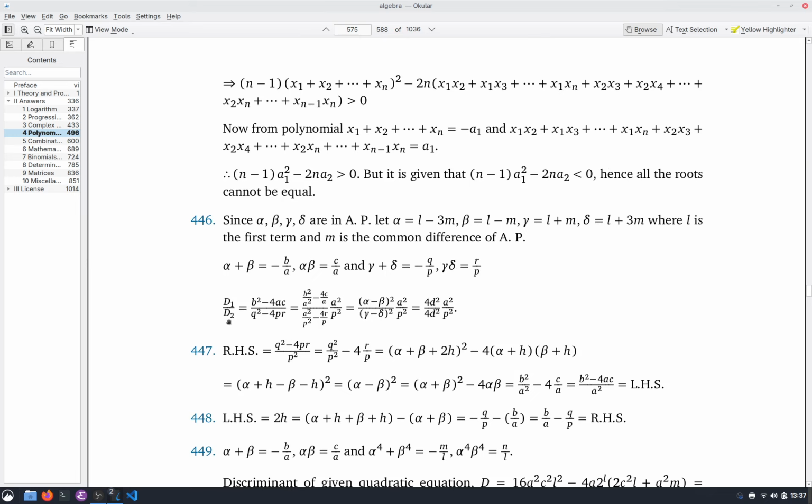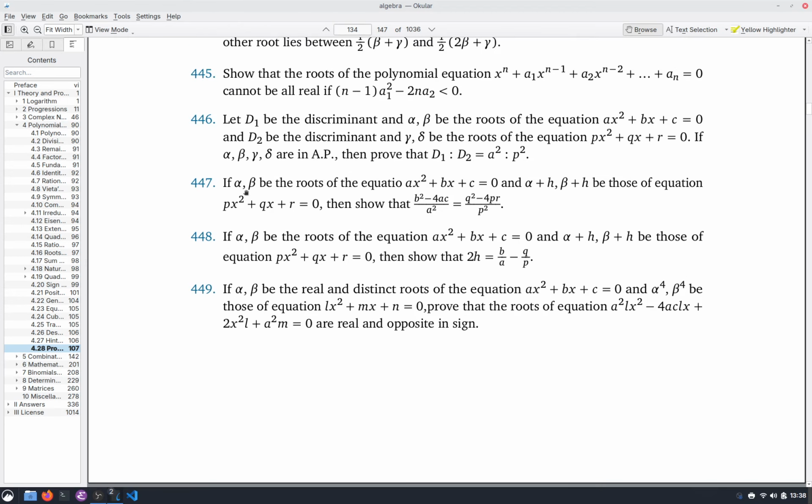Now it is given that D1 by D2, that is (b squared minus 4ac) by (q squared minus 4pr), which we rewrite as (b squared by a squared minus 4c by a) divided by (q squared by p squared minus 4r by p), into a squared by p squared. So this we can write as (alpha minus beta) whole squared into a squared, and then (gamma minus delta) whole squared into p squared. Now (alpha minus beta) squared is 4d squared and (gamma minus delta) squared is 4d squared. So that gets cancelled, and D1 is to D2 is a squared is to p squared.